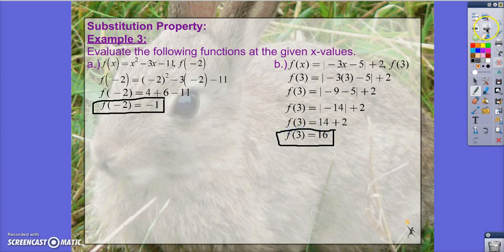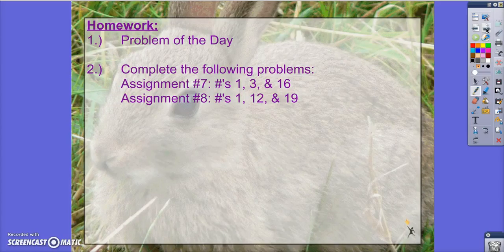All right. So that's it for the lesson. Homework, I want you to do the problem of the day. We'll go over it in class tomorrow. Now, assignments 7 and 8 is what we'll do tomorrow. I'm having you do 3 problems on each worksheet, and I will check it as homework tomorrow.